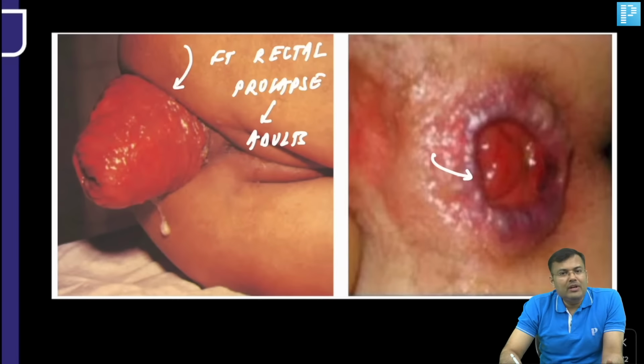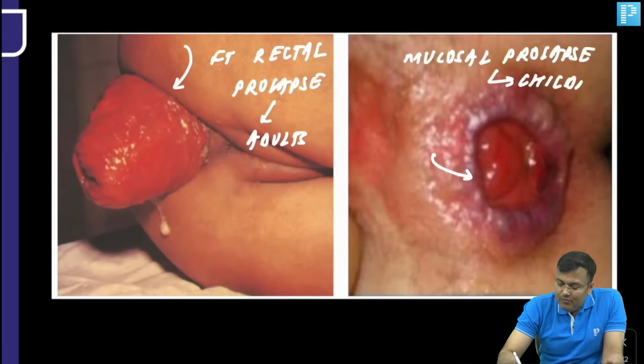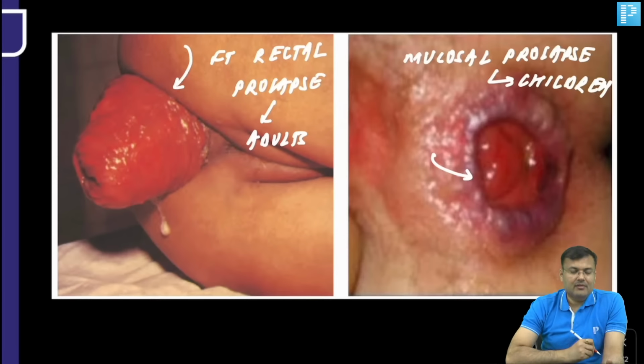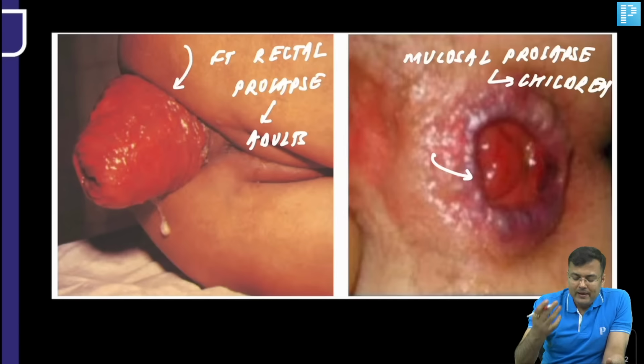And here you can see only prolapse of mucosa. So, this is mucosal prolapse, and you know that this mucosal prolapse, it is seen in children. Got it? In adults, we have two options for rectal prolapse, rectopexy. One is abdominal, second is perineal.